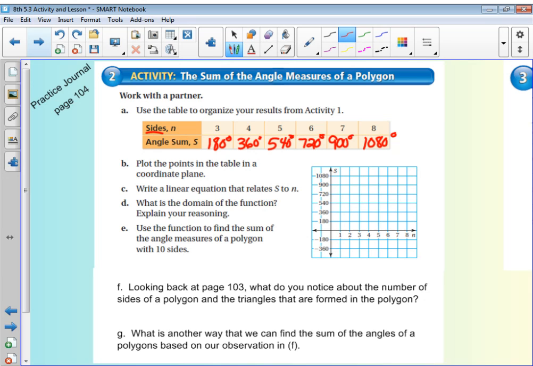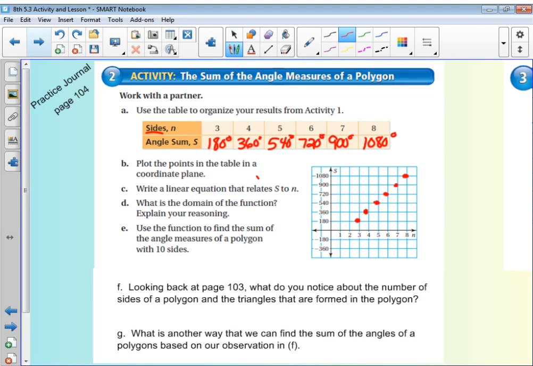So we're going to go over to 3 up to 180. Over to 4 up to 360. Over to 5 up to 540. And you can see my pattern now. Over to 6 up to 720. Over to 7 up to 900. And then over to 8 up to 1080. Okay, so there's my line. If I were to continue that line through, it'll help us write our linear equation.